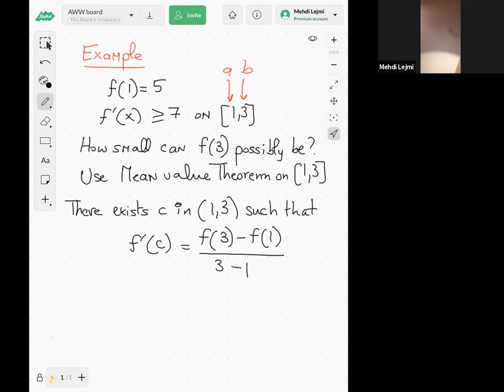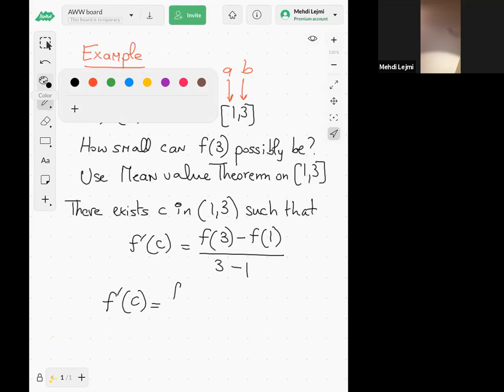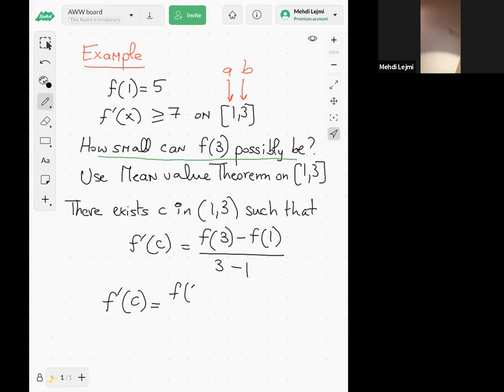So then this f prime of C would be equal to, I don't know what f of 3 is, right? I want to estimate f of 3. The question is, how small can f of 3 possibly be? So I want to find a lower bound for f of 3. So f of 3 minus f of 1. I do know the value of f of 1, f of 1 is 5. So it's minus 5 here over 3 minus 1 in the bottom. That's 2, right? That's my f prime of c.